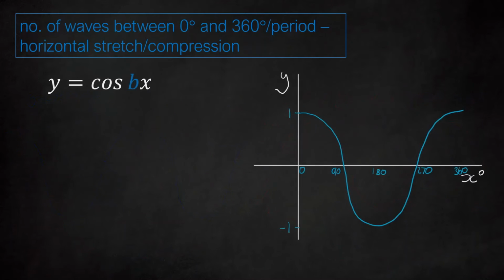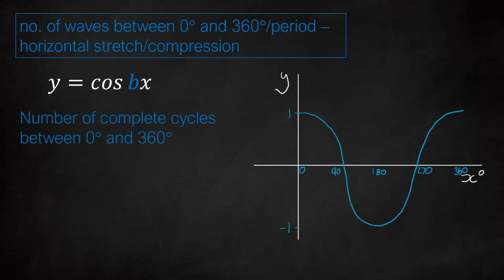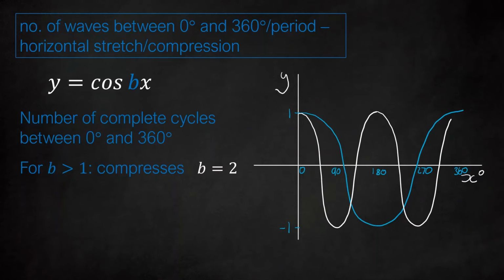So the blue b, the number in front of the x, is how many waves there are between 0 and 360. It affects the period but is not equal to the period. For example, when b is larger than 1, we notice this resulted in a compression, so we have 2 waves between 0 and 360. Notice this is opposite to the vertical one, where bigger a meant stretch. If b is less than 1, then it's a stretch, and we have half a wave. For example, for 0.5, we have half a wave between 0 and 360.